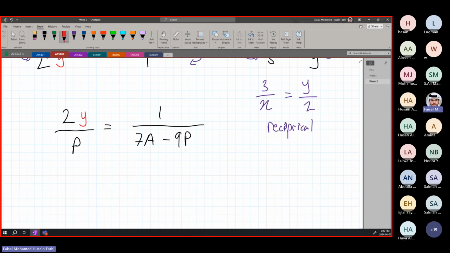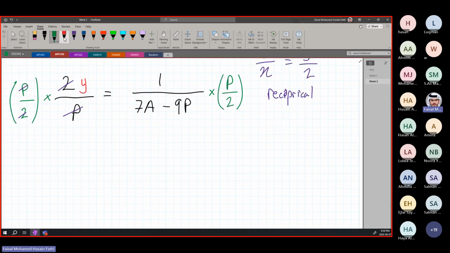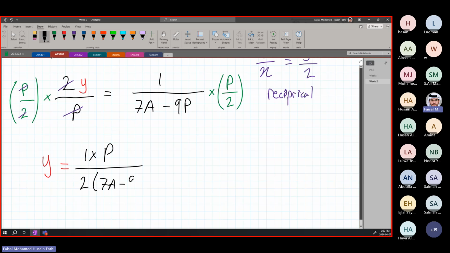We're going to multiply. Remember, when we want to get rid of something, we have to multiply. If we have a fraction, it's going to be a fraction. The P is down, so we want to multiply it up so we can cancel. The 2 is up, so we want to multiply it down so they can cancel. And this way now we can cancel the 2 with the 2 and the P with the P. But anything you do on the left side, you're going to have to do on the right hand side as well. So Y by itself now is going to be equal to 1 times P over 2 into 7A minus 9P.